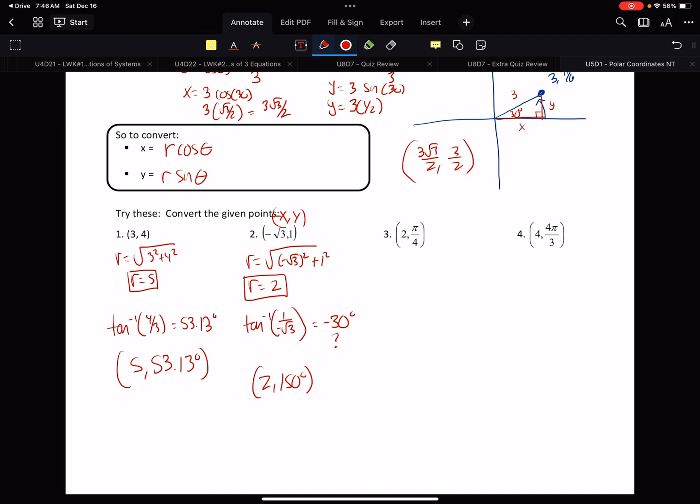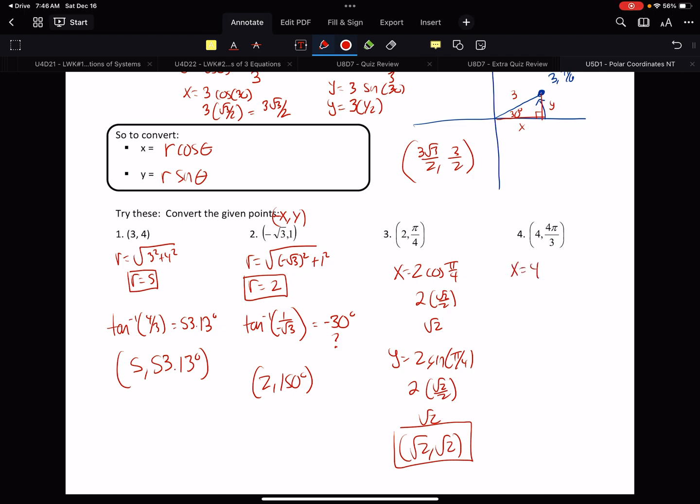All right, x equals 2 cos pi over 4. 2 times rad 2 over 2 is rad 2. y equals 2 sine pi over 4. 2 times rad 2 over 2 is rad 2. So our rectangular point here is (rad 2, rad 2).